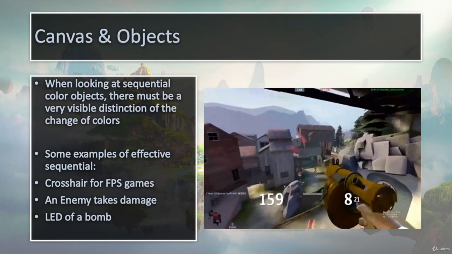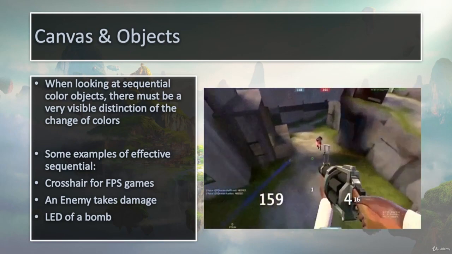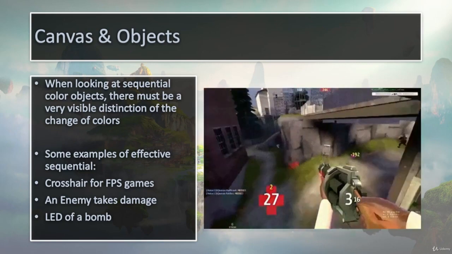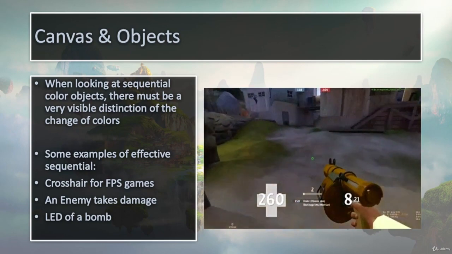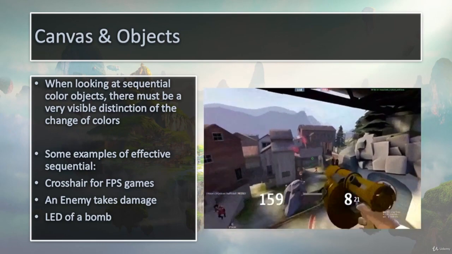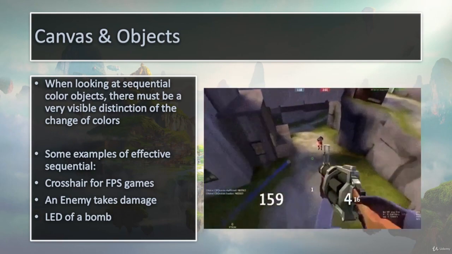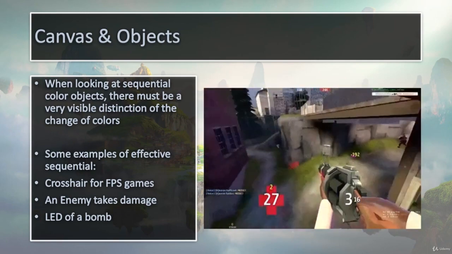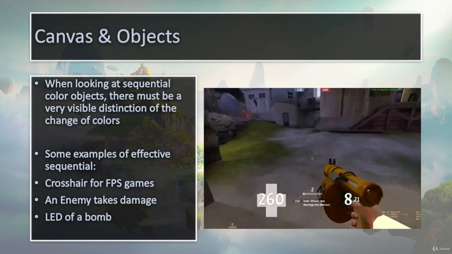Damage taken by an enemy. So for example, let's say your body is a light blue, whatever the case is, and you take damage, your body pulsates red. Oh, you know that you took a bit of damage. LED of a bomb. So let's say you go to place a bomb on a wall and it's red. Now to activate it, the bomb light turns green. So now you know it's active, so it's good to go.